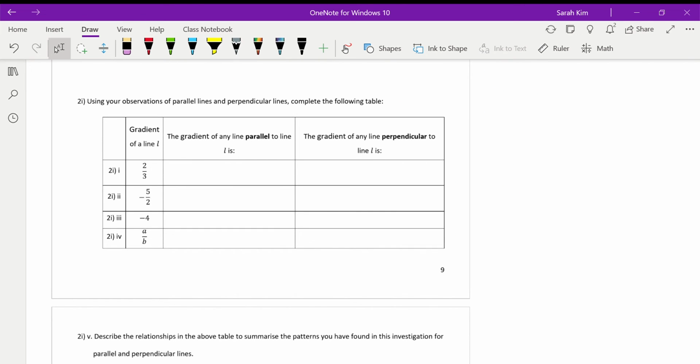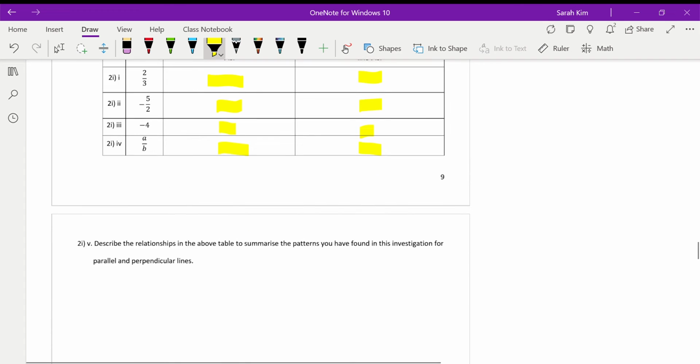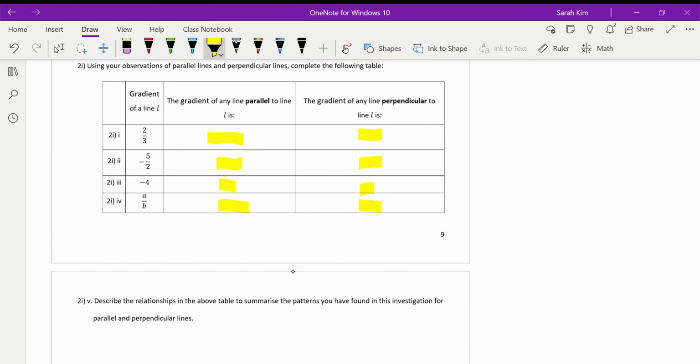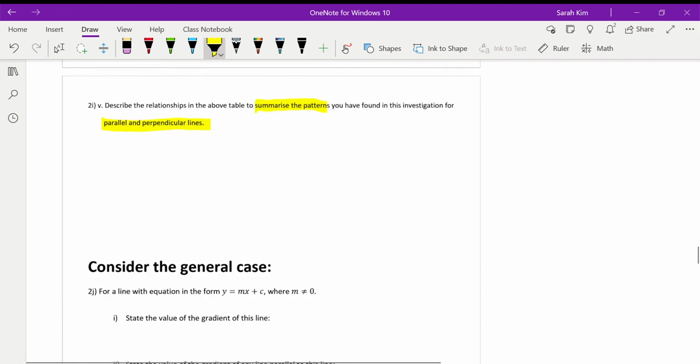Alright, 2I, you're going to basically have a look at the gradient of the line. The gradient of any line parallel to line L is, you need to write your answers here. You need to figure out the gradient of any perpendicular lines over here. Right, what you're going to do after is summarize the relationship, any patterns you have found about parallel and perpendicular lines. So you're basically summarizing all the things you've done so far.